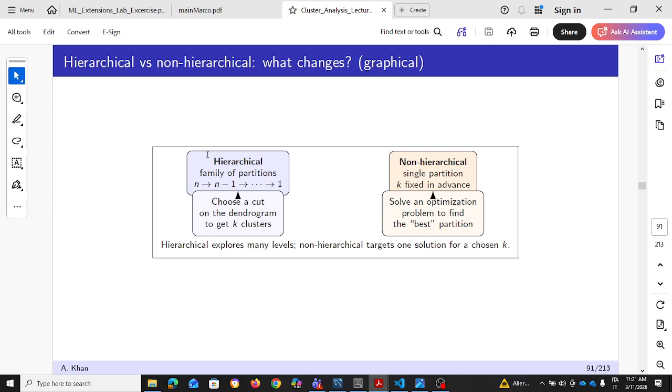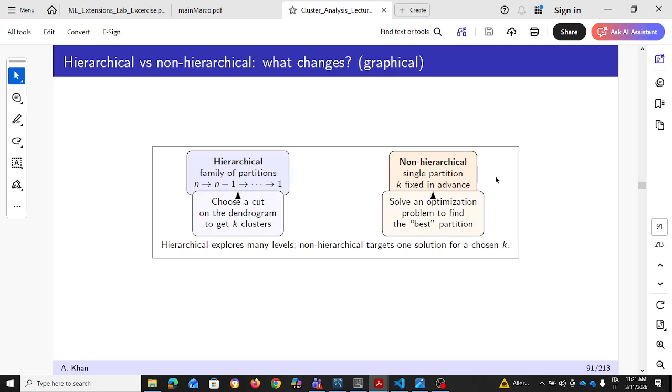It's kind of a summary. In hierarchical, we were making a family of partitions. We started from n clusters and moved up into a single cluster. And in hierarchical clustering, we have to use the dendrogram, and based on the dendrogram, we get the idea of where to cut off, how many clusters to keep, and how many to throw away.